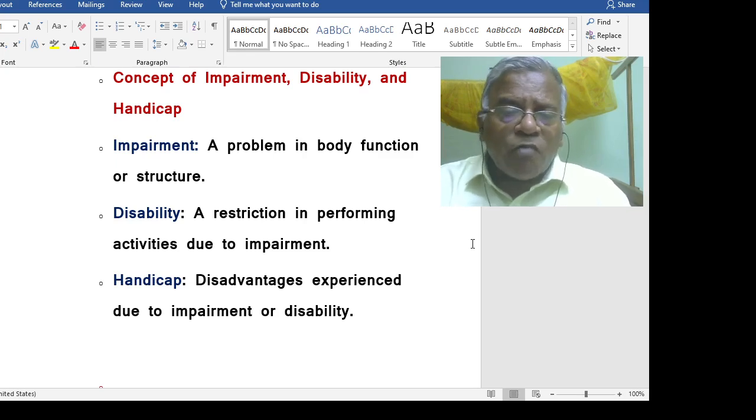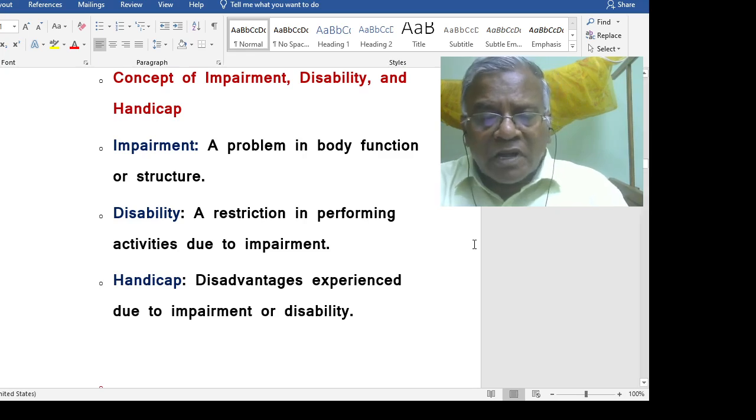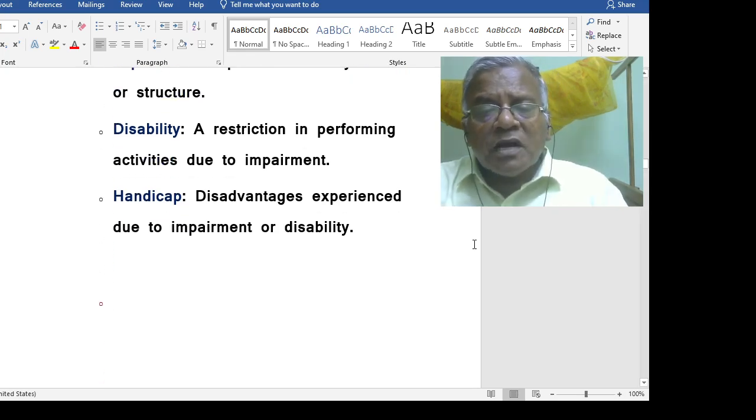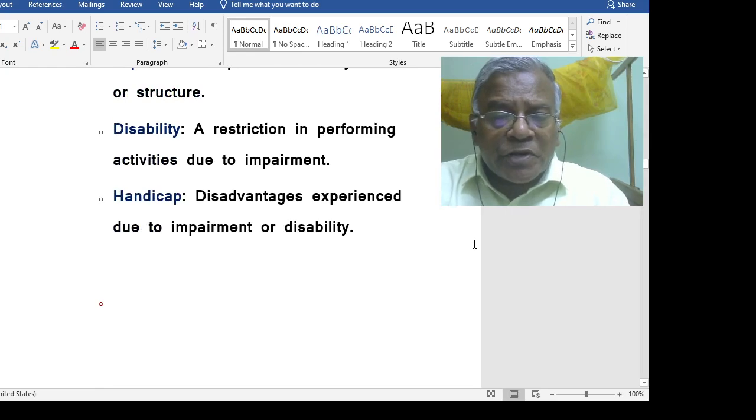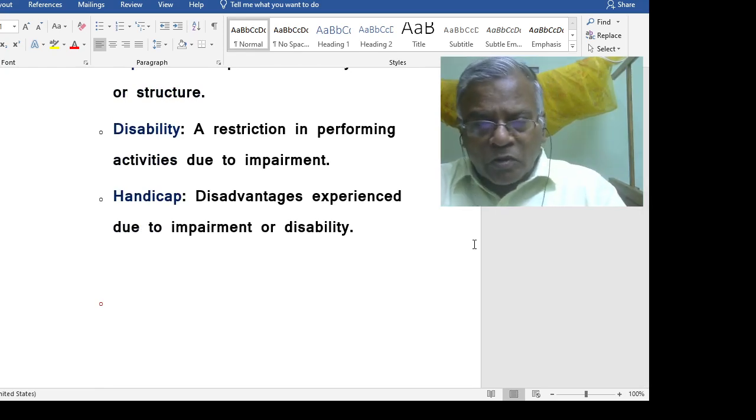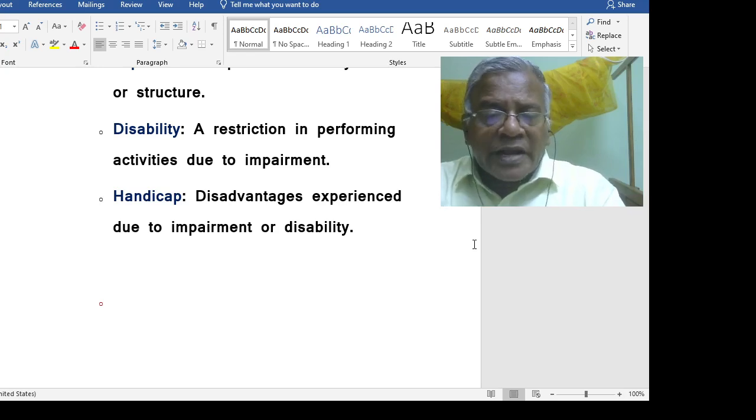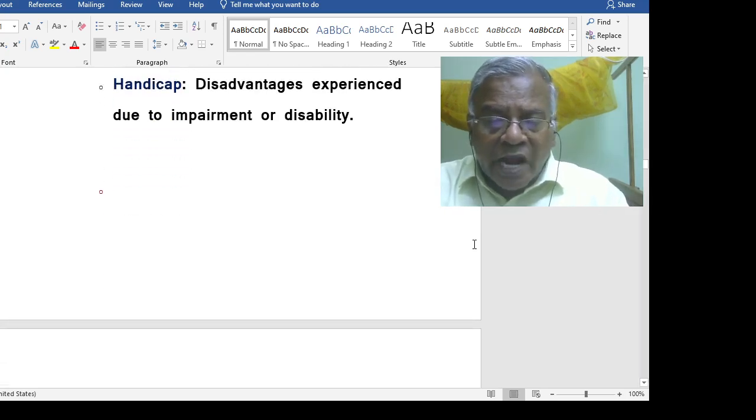Impairment, a problem in the bodily function or structure. Disability, a restriction in performing activities due to impairment. Handicap, disadvantages experienced due to impairment or disability, both. Such people are called handicapped children. Disadvantage experienced due to impairment or disability, that is handicap.